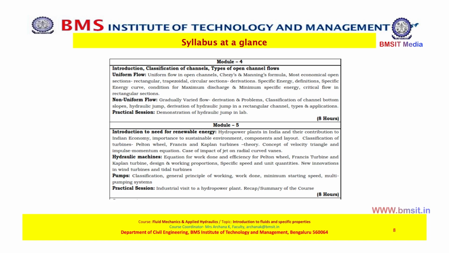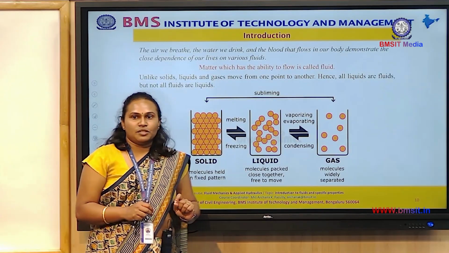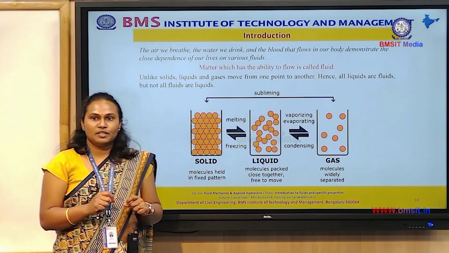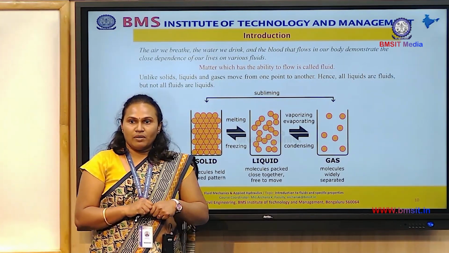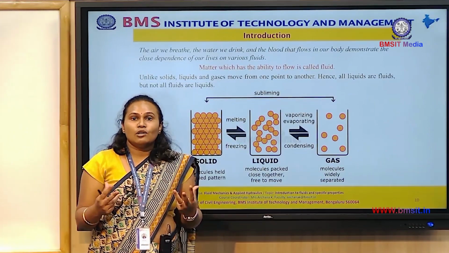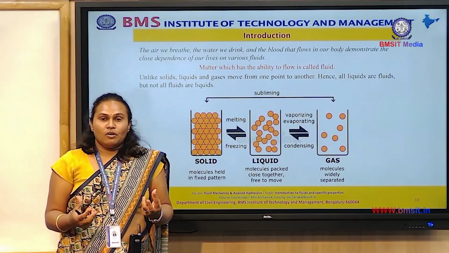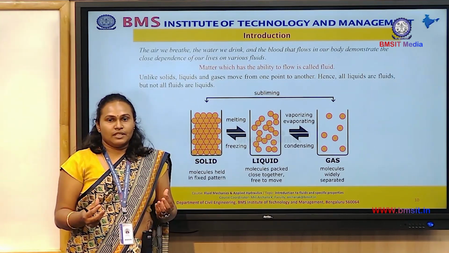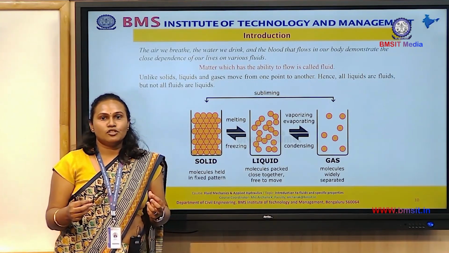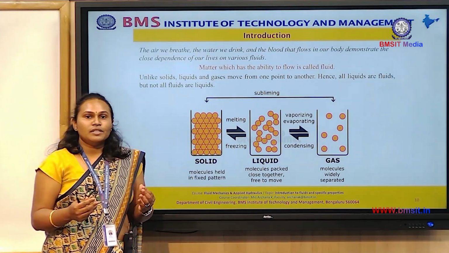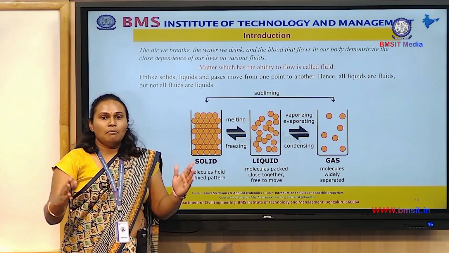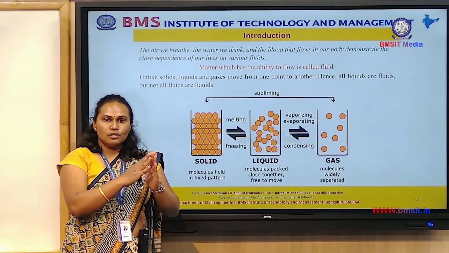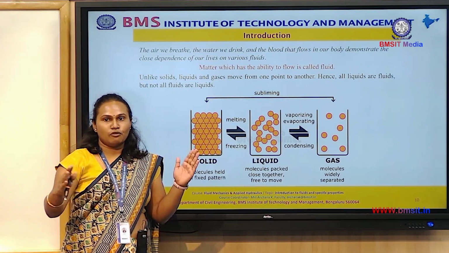So let's talk about the big question, that is, what is a fluid? The air we breathe, the water we drink and the blood that flows in our body demonstrate that there is a close dependence of our lives on fluids. And fluid is a matter that flows, that is, any matter which flows is called as a fluid. And fluids usually flow continuously, meaning which it won't start and stop immediately. It is not discrete. It flows in a continuous form.